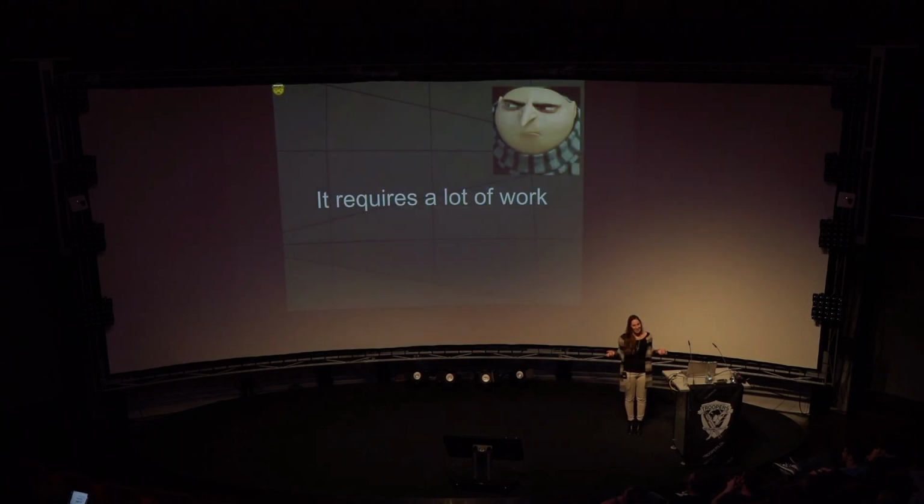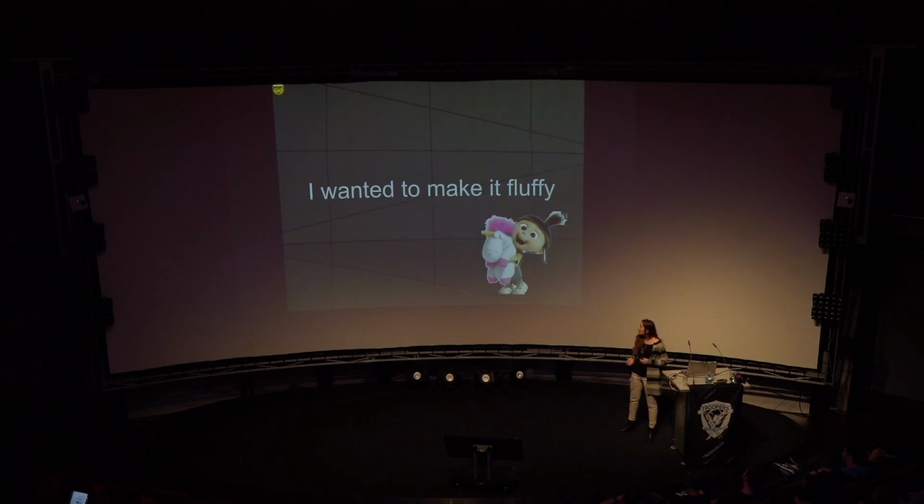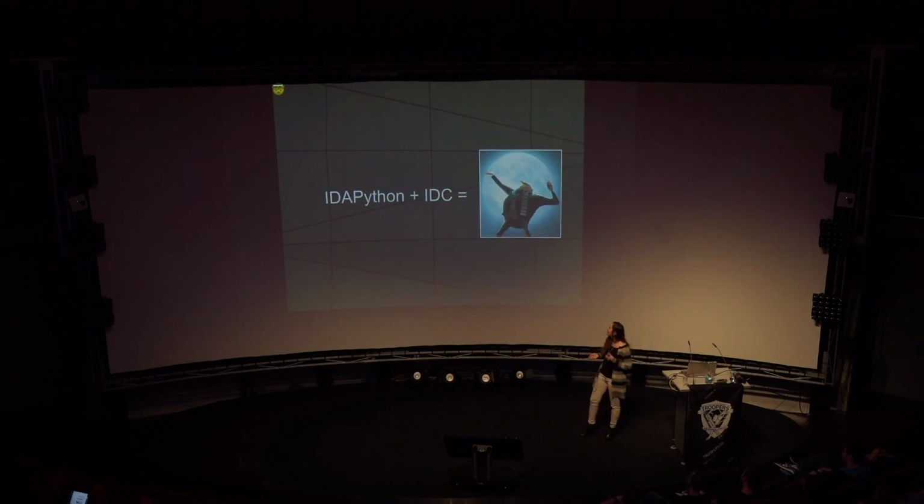So as you might have seen, it requires a lot of work to reverse C++. You have lots of stuff you need to consider, and lots of stuff you need to work on and know before you even start to look at the logic of a program. I wanted to make it easier. So I wanted to use tools that are really easy to use but also very powerful. So what I chose is IDA, IDAPython, and IDC. It was trivial for me because I already knew them from before.